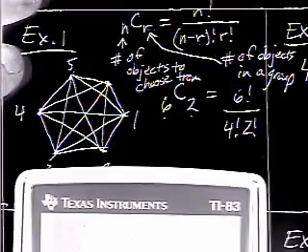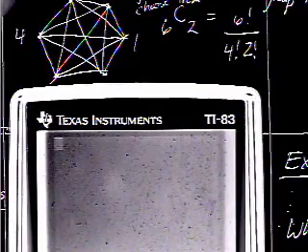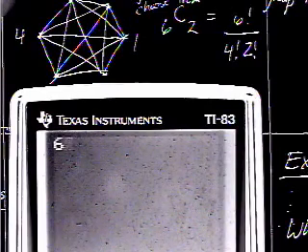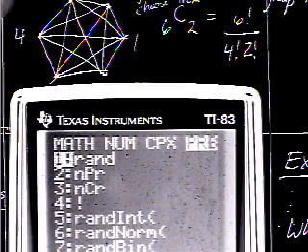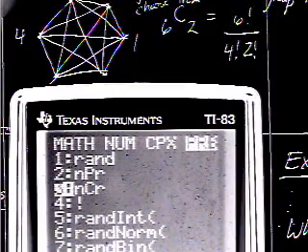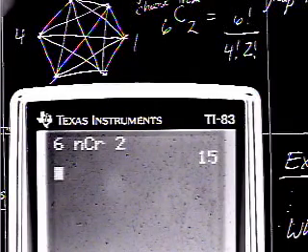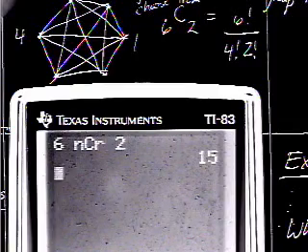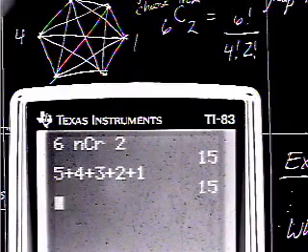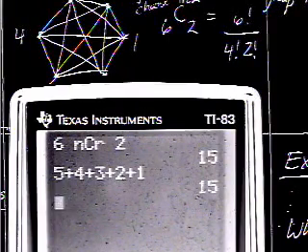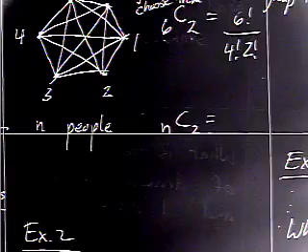So, using our machine, 6, math, PRB, third one down on the list, nCr, 2. That's 15, which happens to be the same thing as 5 plus 4 plus 3 plus 2 plus 1. 15. We're going to use the combination formula a lot.